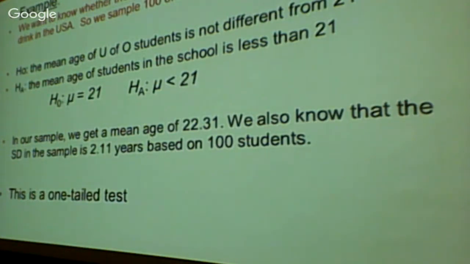So again, the mean age of U of O students, that's my parameter. Right? So I want to see if it's less than 21. In our sample, let's say, this is my sample, I get a mean age of 22.31. This is my statistic. I'm going to do something to my statistic to estimate my parameter. We also know the standard deviation in my sample is 2.11. That is also a statistic. Remember the difference between statistics and parameters, right? So, and this is a one-tailed test. Everybody with me so far?